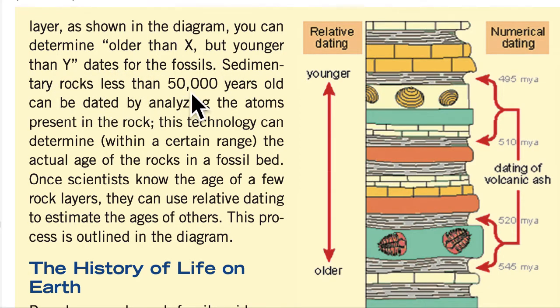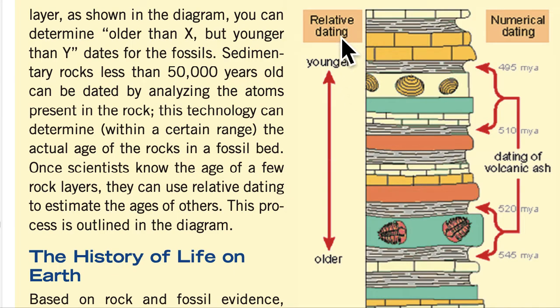Sedimentary rocks less than 50,000 years old can be dated by analyzing the atoms present in the rock. This technology can determine, within a certain range, the actual age of the rocks in a fossil bed. Once scientists know the age of a few rock layers, they can use relative dating to estimate the ages of others. This process is outlined in the diagram. Relative dating. Younger, older. Numerical dating. 495 million years ago, 510 million years ago. Dating of volcanic ash.